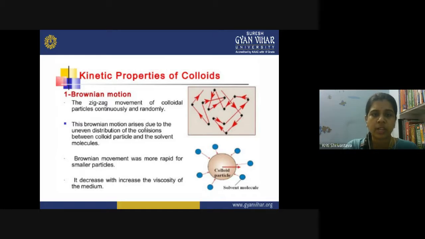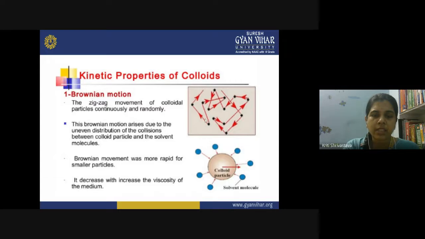The Brownian motion arises due to the uneven distribution of the collisions between colloidal particles and the solvent molecules. Because the colloidal particles have sufficiently large size, they can move and collide with each other, and they can collide with the molecules of the dispersion medium or the solvent molecules. And when such collision occurs, what happens? They acquire certain kinetic energy, and the uneven distribution of the collisions causes this continuous random movement of the particle.